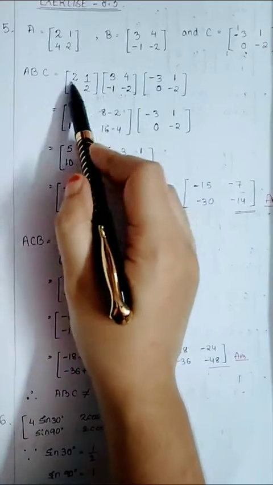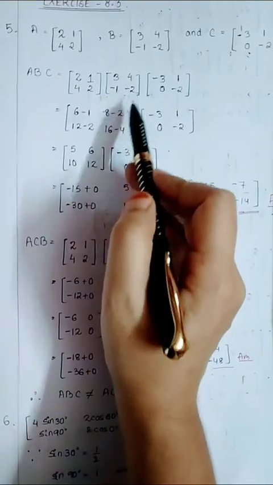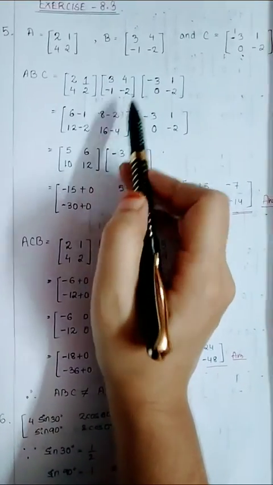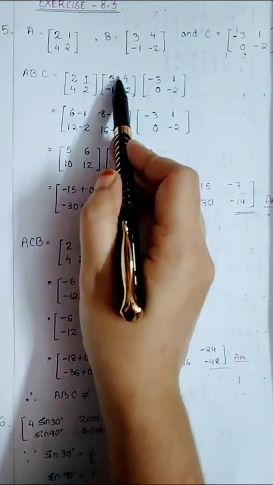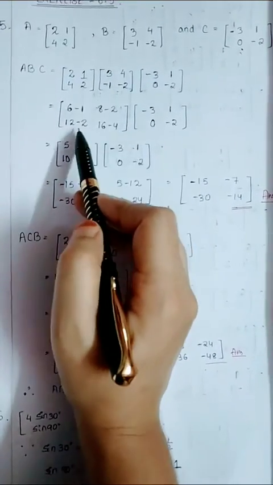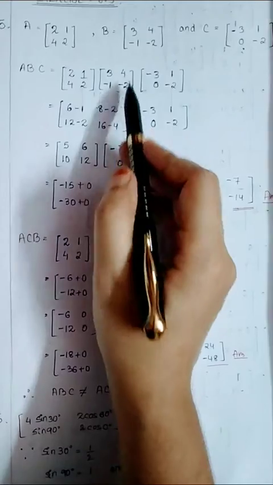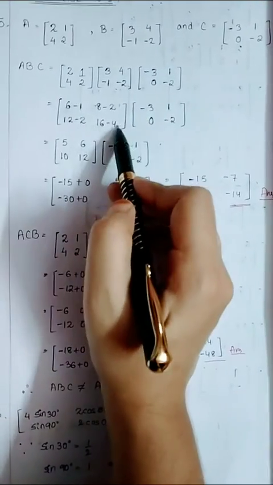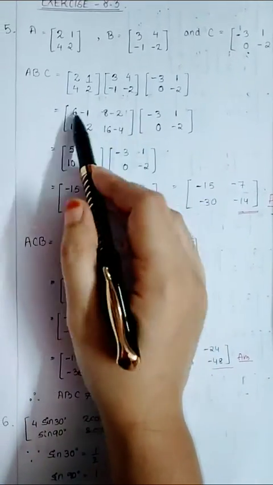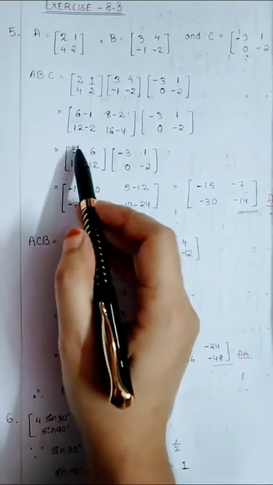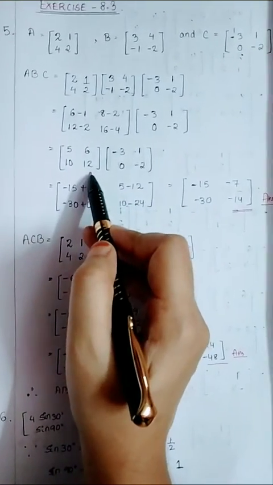Now first row, second column: 4 2s are 8, 1 2s are 2, so 8 minus 2. Now 4 3s are 12, 2 1s are 2. Now again 4 4s are 16, 2 2s are 4. Now you'll find out the answer. So after subtraction we'll get the 5 6 10 12 matrix.